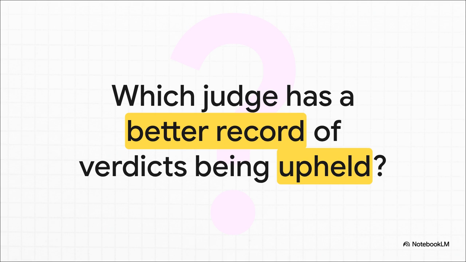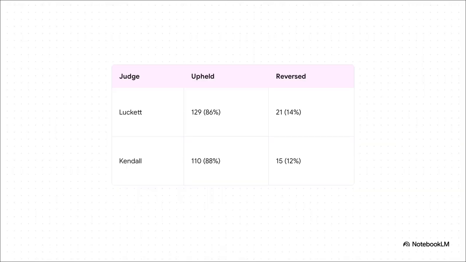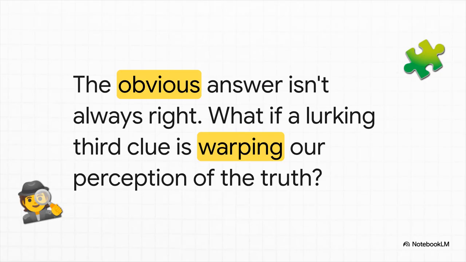Let's look at the first piece of evidence. At first glance, this seems like an open and shut case. Judge Kendall's verdicts were upheld 88% of the time, and Judge Luckett's were at 86%. So, Kendall's better, right? Seems totally obvious. Case closed. But wait, a good detective knows that the most obvious answer isn't always the right one. What if we're missing something? What if there's a third clue, a hidden variable that's totally warping how we're seeing the truth?